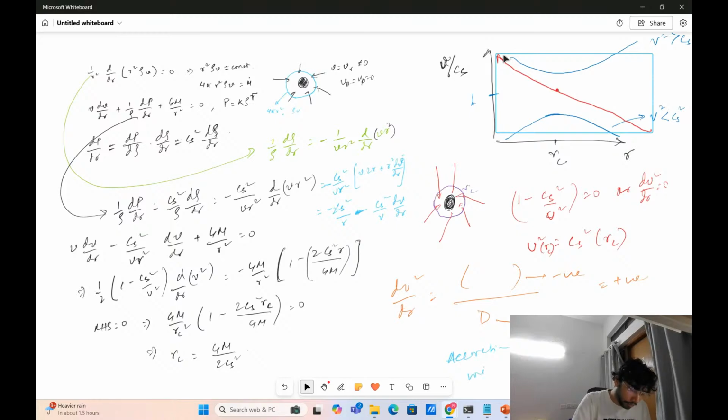Whereas for winds, v square tends to 0 as r tends to 0. So at very low radius, well, r tends to 0, r still not equal to 0, I should say, the velocity will tend to 0, and then again it will cross this point, and then outward the velocity will increase. So this is the wind solution, and this is the accretion solution.